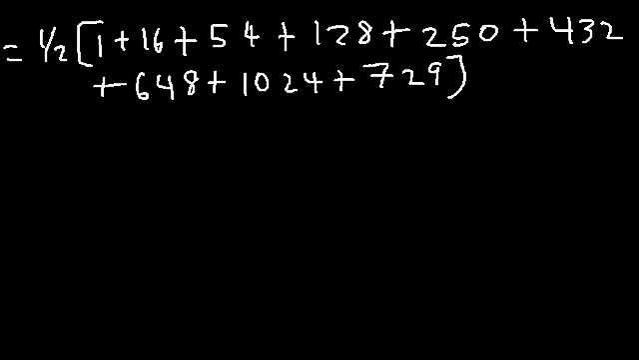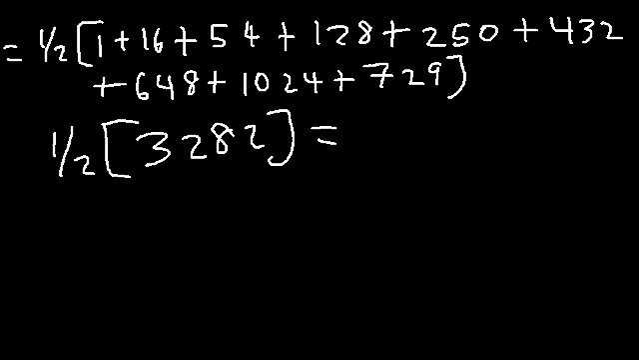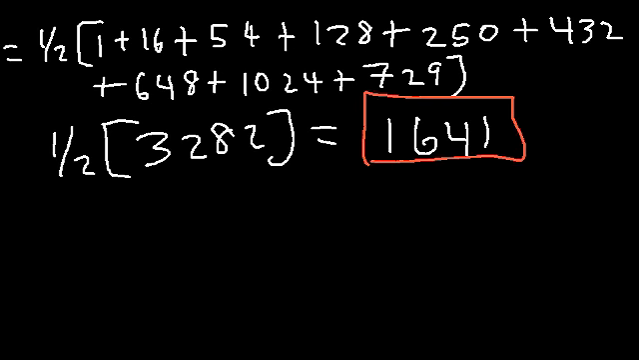Now let's add up the values in the middle. So 1 plus 16 plus 54 plus 128 plus 250 plus 432 plus 648 plus 1024 and then plus 729. So that's about 3,282. So 1/2 of that is 1641, which is even closer to 1640. So in this case, the trapezoidal rule is very accurate. And basically all these methods are accurate.